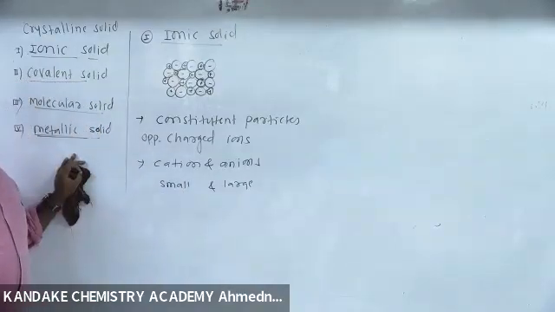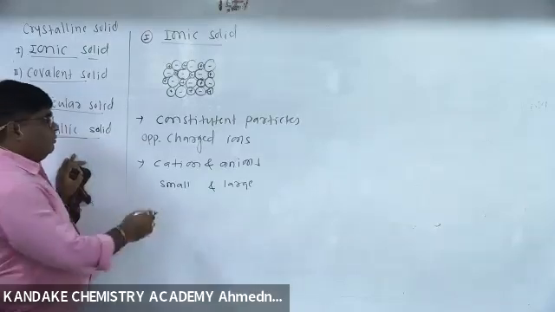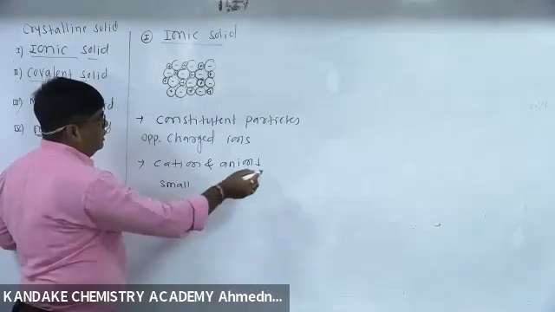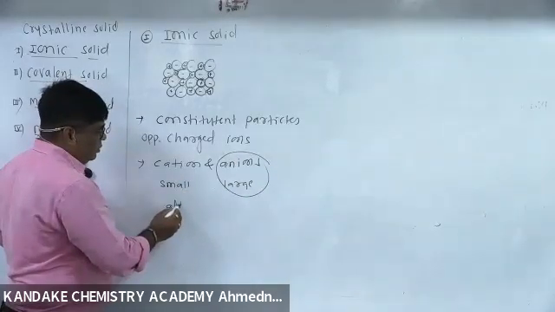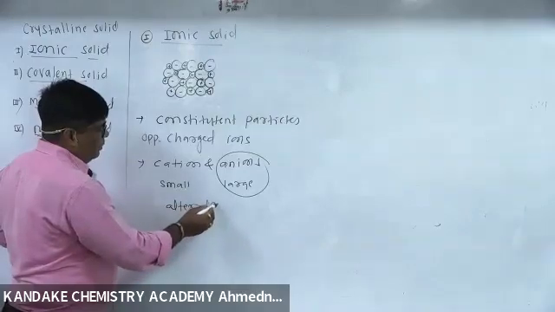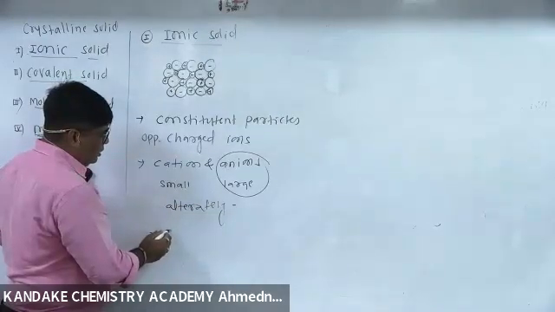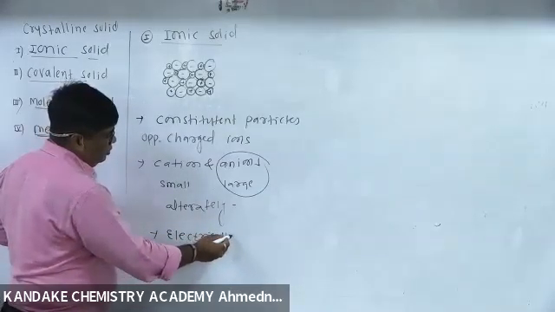म्हणजे ionic solid कशाला म्हणायचं? These are the solids in which constituent particles are oppositely charged ions. This ionic solid consists of small cations and large anions which are alternately placed to each other, so that overall ionic solid is electrically neutral.